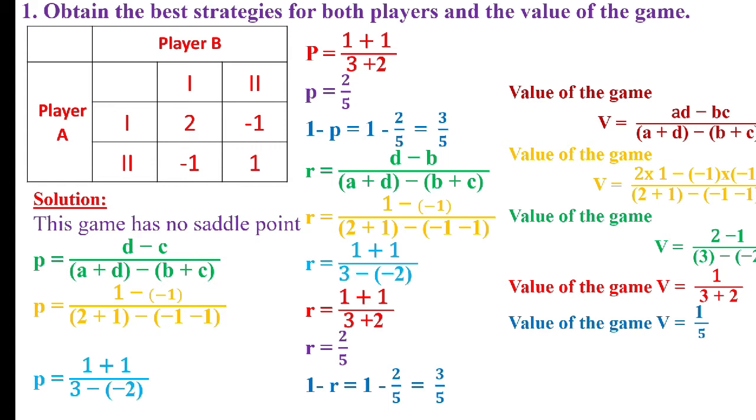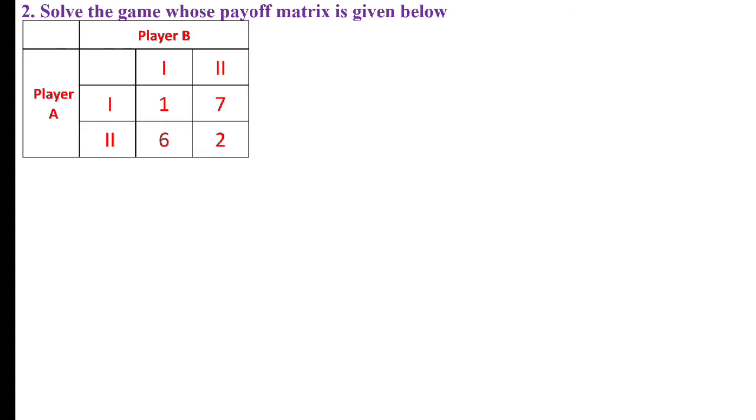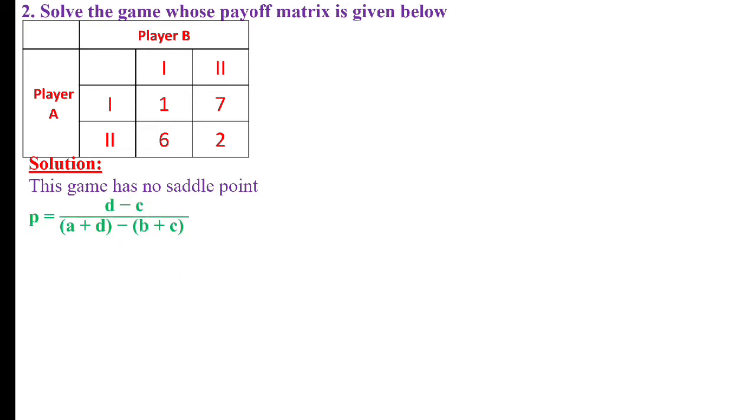Then we'll go further. The second problem we take. Here A equal to 1, B equal to 7, C equal to 6, D equal to 2. This game also has no saddle point, since the row minimum is 1 and the column maximum is 6, so they are not equal. That is the reason we find there is no saddle point. Then substitute in the formula. Here D value is 2, C value is 6. So 2 minus 6 divided by A plus D minus B plus C, that is 1 plus 2 minus 7 plus 6. Then minus 4 divided by 3 minus of minus 13.